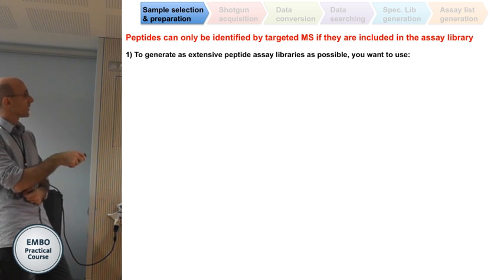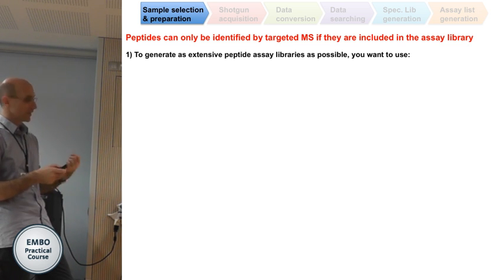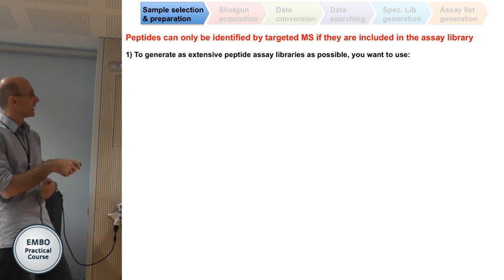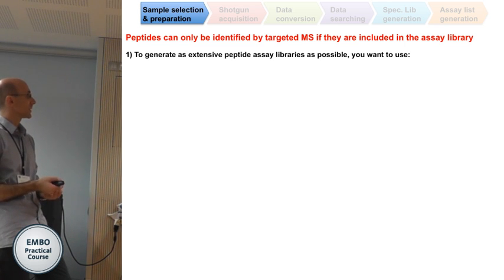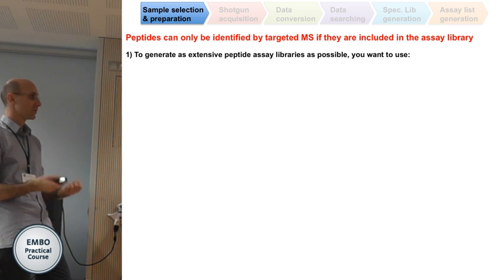So the first step is about the sample prep. The aim is that you want your peptide to be in your assay list, and of course, because we're doing targeted proteomics, only peptides that are in our assay library, you will be able to detect in targeted proteomics. And you want to generate extensive peptide assays, as extensive as possible, because you might want to query as many peptides as possible.